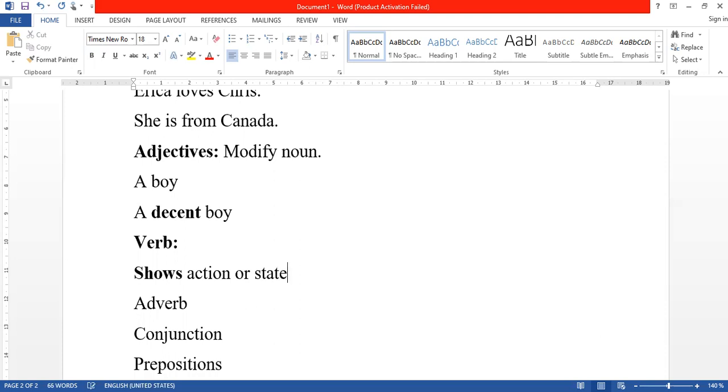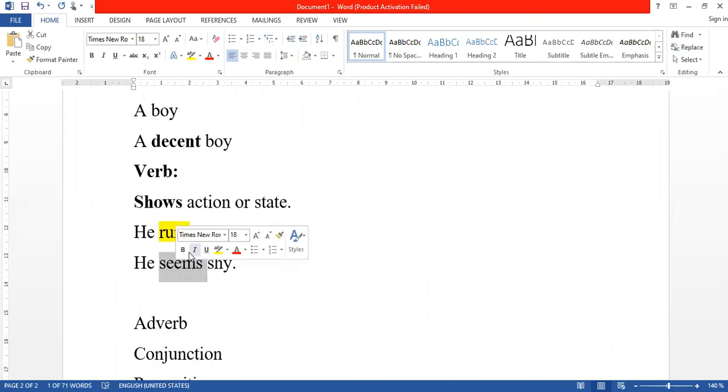Or state, it shows the condition of something, and it shows action, okay. For example, he runs fast, or he runs simply, and then he seems shy. Here, see, the verb in the first sentence shows us action. The verb in the second shows us state. That's what a verb does, right?